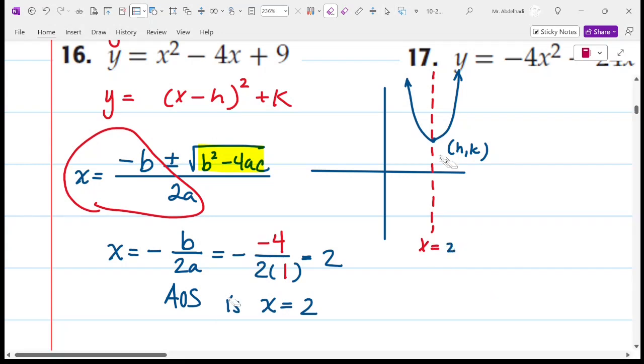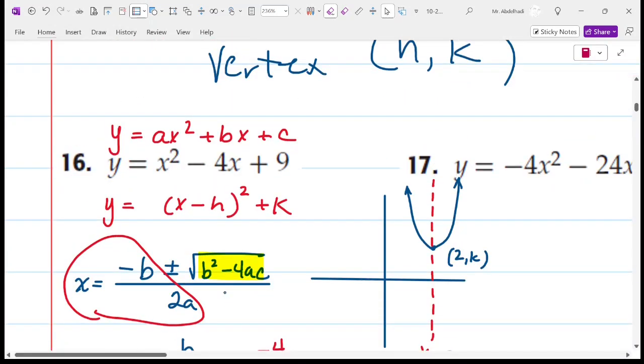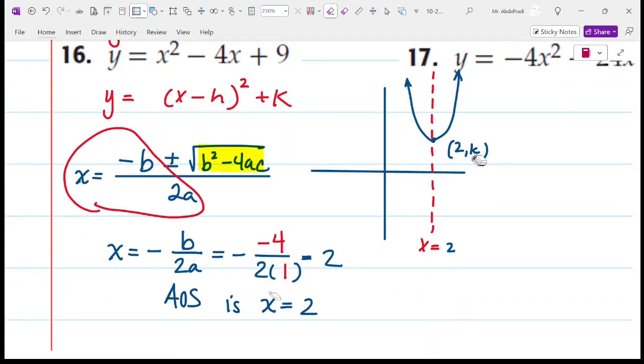And what is my vertex so far? It's 2 comma k. Now, how do I find the k? Well, if you have the x coordinate of the vertex, how do you find the y coordinate of the vertex? Just plug it back into the equation, right? So take a 2, plug it in here. What does this become? This becomes 2 squared, which is what? 4. This is 4 minus 4 times 2, which is 8, plus 9. 4 minus 8 is negative 4. Negative 4 plus 9 is what? 5. So there you go. The vertex is 2 comma 5.